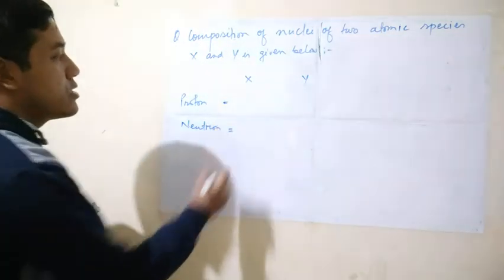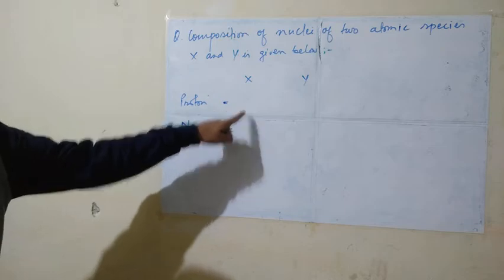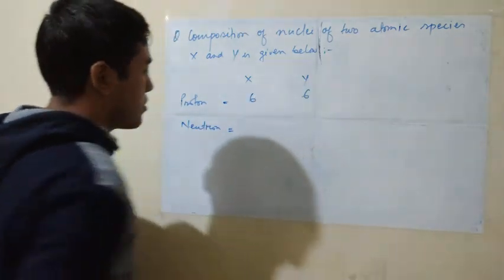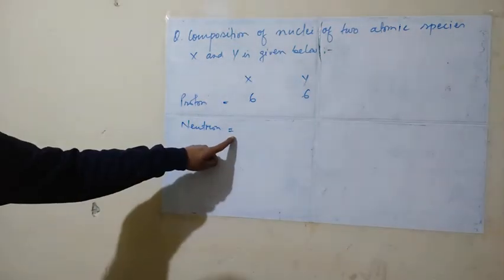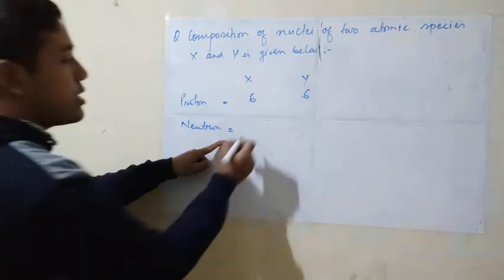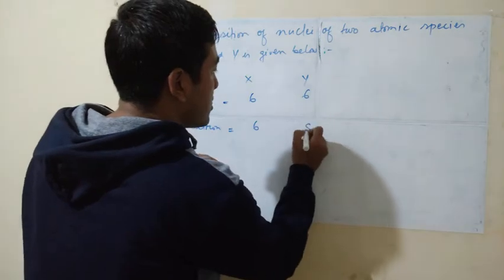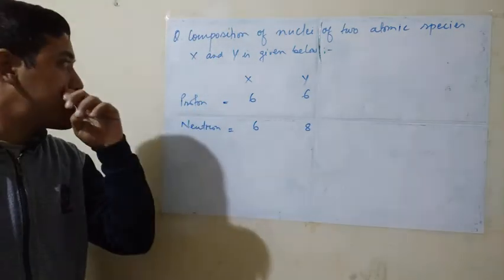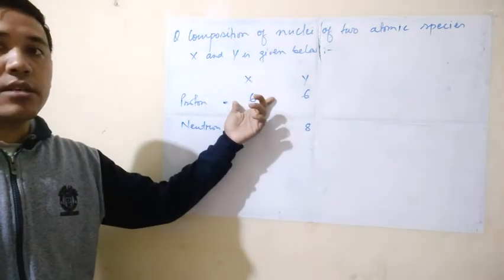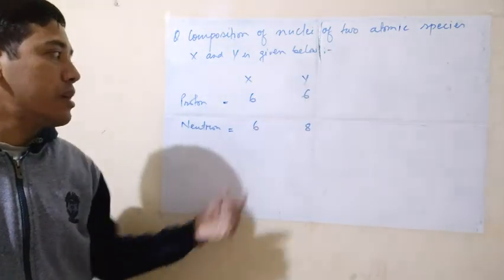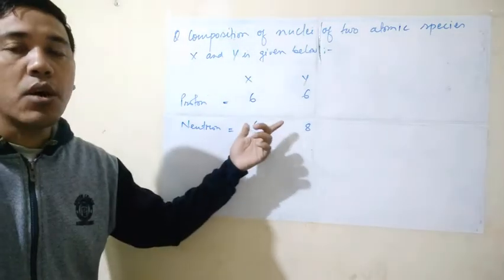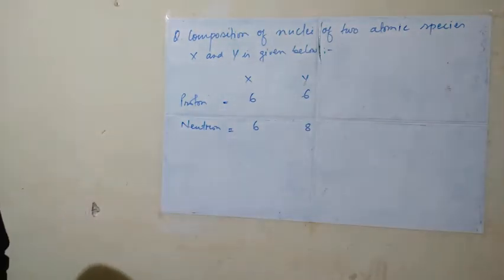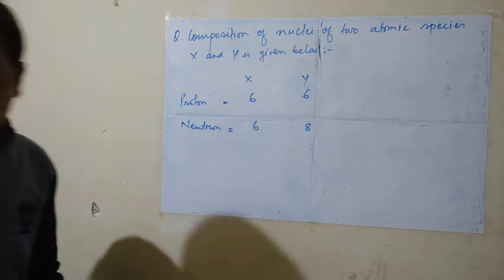How many protons in this X? X has 6 protons. Y also has 6 protons. And the neutrons here: X has 6, Y has 8. Don't confuse. The number of protons in X is 6, Y is also 6. The number of neutrons in X is 6, Y is 8. Now give the mass number of X and Y.